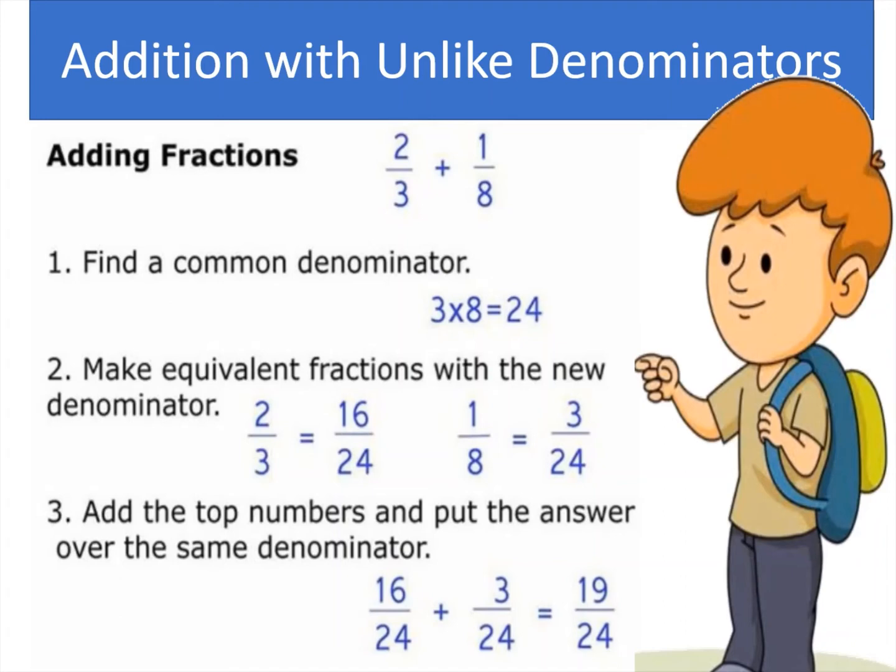Add the top numbers and put the answer over the same denominator. That is 16 plus 3 is equal to 19. And what will be the denominator? The denominator will be copied, that is 24. Now look at this. This is a proper fraction. We need not reduce or turn it into another. So this is the answer.